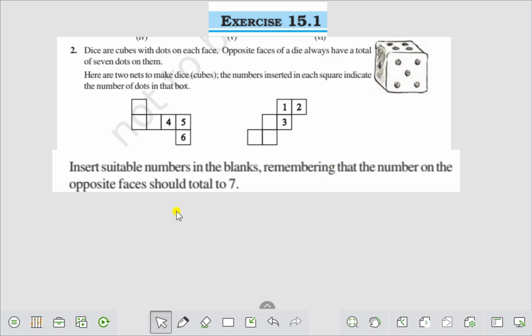Here you see that if we make a cube, this will fold here, this will fold here, then this one will be opposite to 4. This side will be opposite to 4. That means this point will be 3, right?